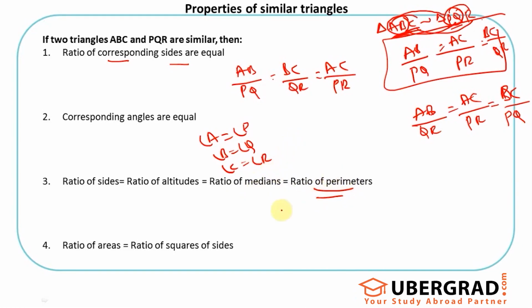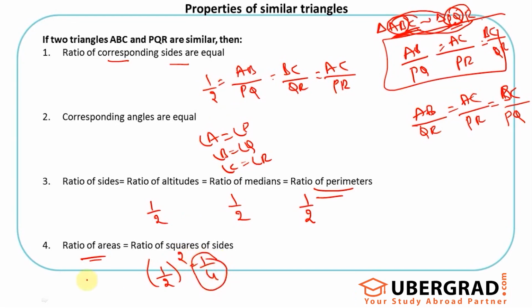The perimeters would also follow the same ratio. If I am saying these sides are 1 by 2, then automatically the ratio of altitudes is also 1 by 2, medians is also 1 by 2, and the perimeters of the two triangles is also 1 by 2. And when it comes to the areas, it is basically the square of the ratio. So if it is half, then it will be half squared. That's 1 by 4 is the ratio of the area.